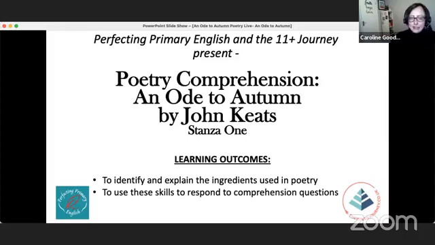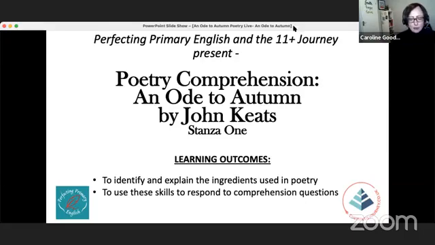Okay, so let's begin then. Today we're going to be looking at a poetry comprehension based on the poem An Ode to Autumn by John Keats. And we're just going to be looking at stanza 1. It's quite a long poem and it's quite detailed, it's quite a challenging poem. And we hope that today we're going to break down some of the barriers that you might have when you approach quite a difficult poem. It's quite possible in an exam situation. So we hope that we're going to give you some tools to unlock some of the challenges you might face.